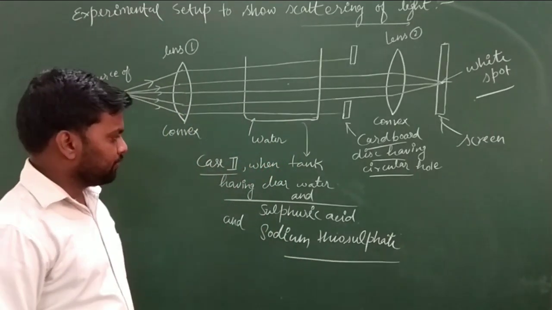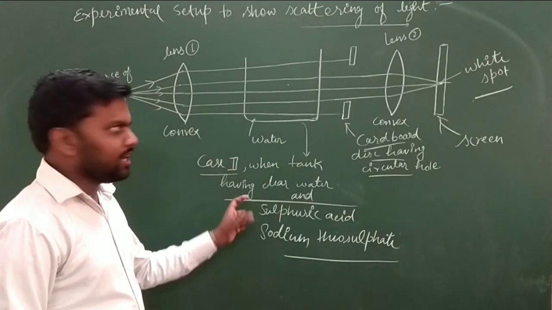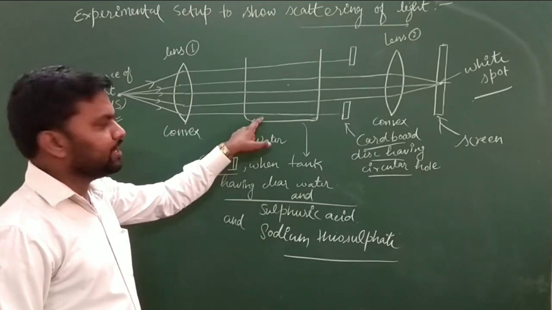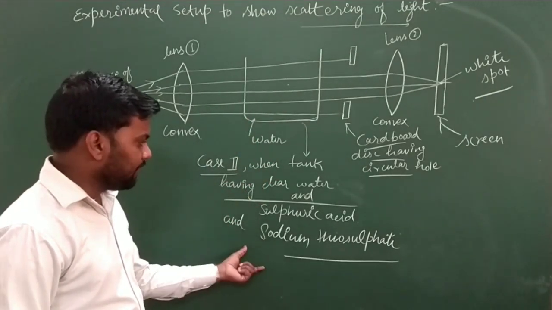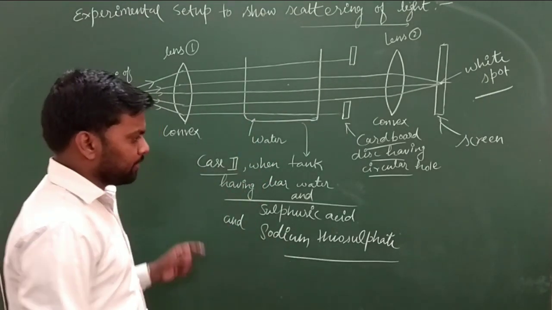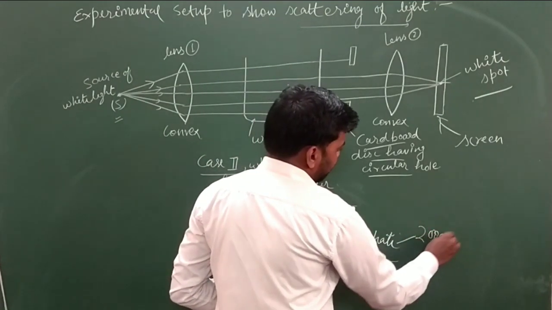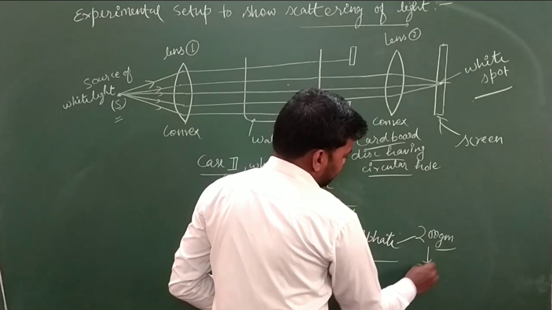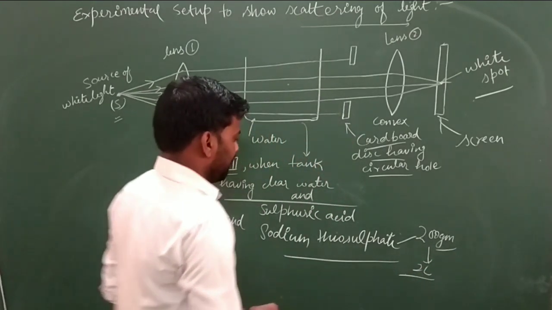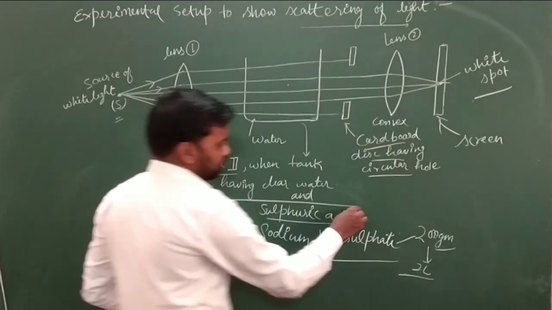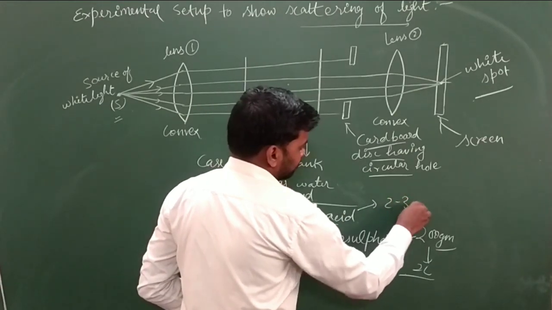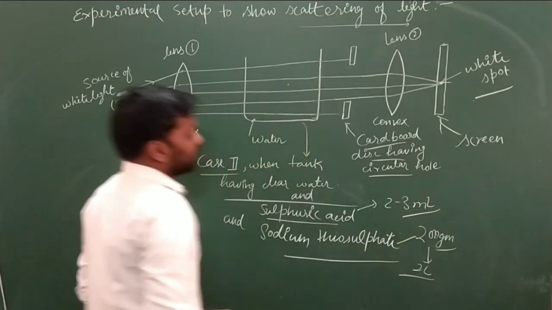Okay, so we are adding impurities here. Actually, we are adding sulfur particles inside the water. When we mix the sodium thiosulfate, suppose we are taking about 200 gram in 2 liter water, and after that we will mix about 2 to 3 ml sulfuric acid in the water.